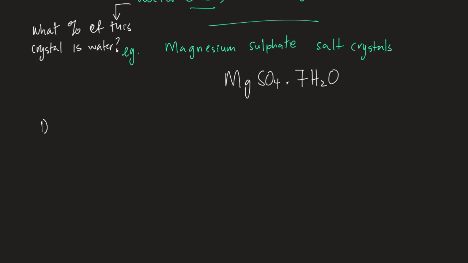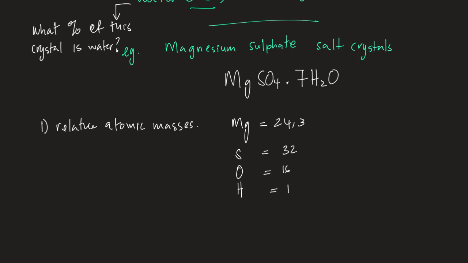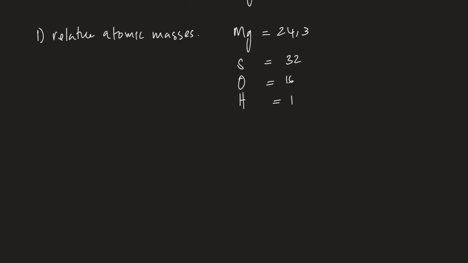Step 1, you're going to need the relative atomic masses. So Mg, S, and O, and hydrogen. You just go to your periodic table, use the periodic table with the whole numbers, and you should get them. And once you have that, now you need to get the relative formula mass.